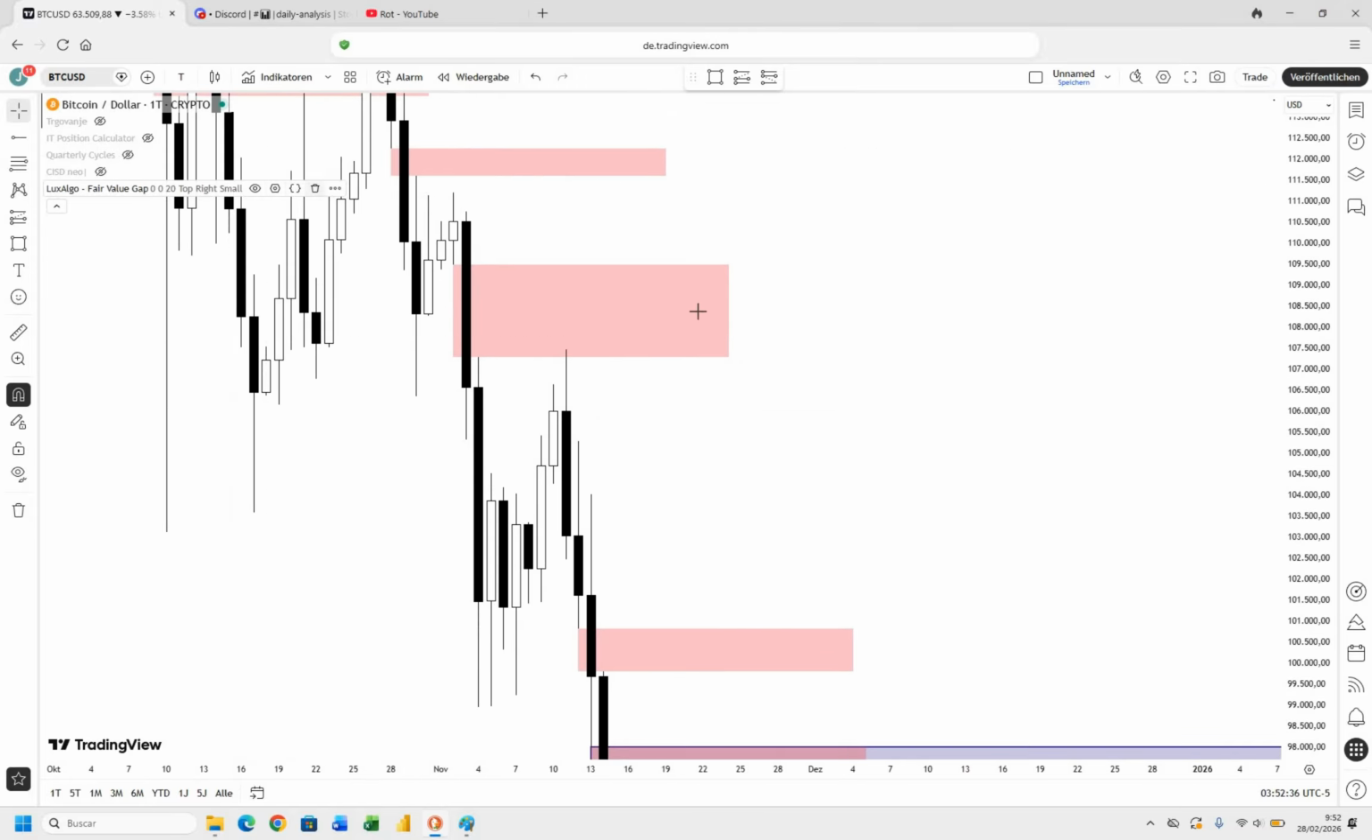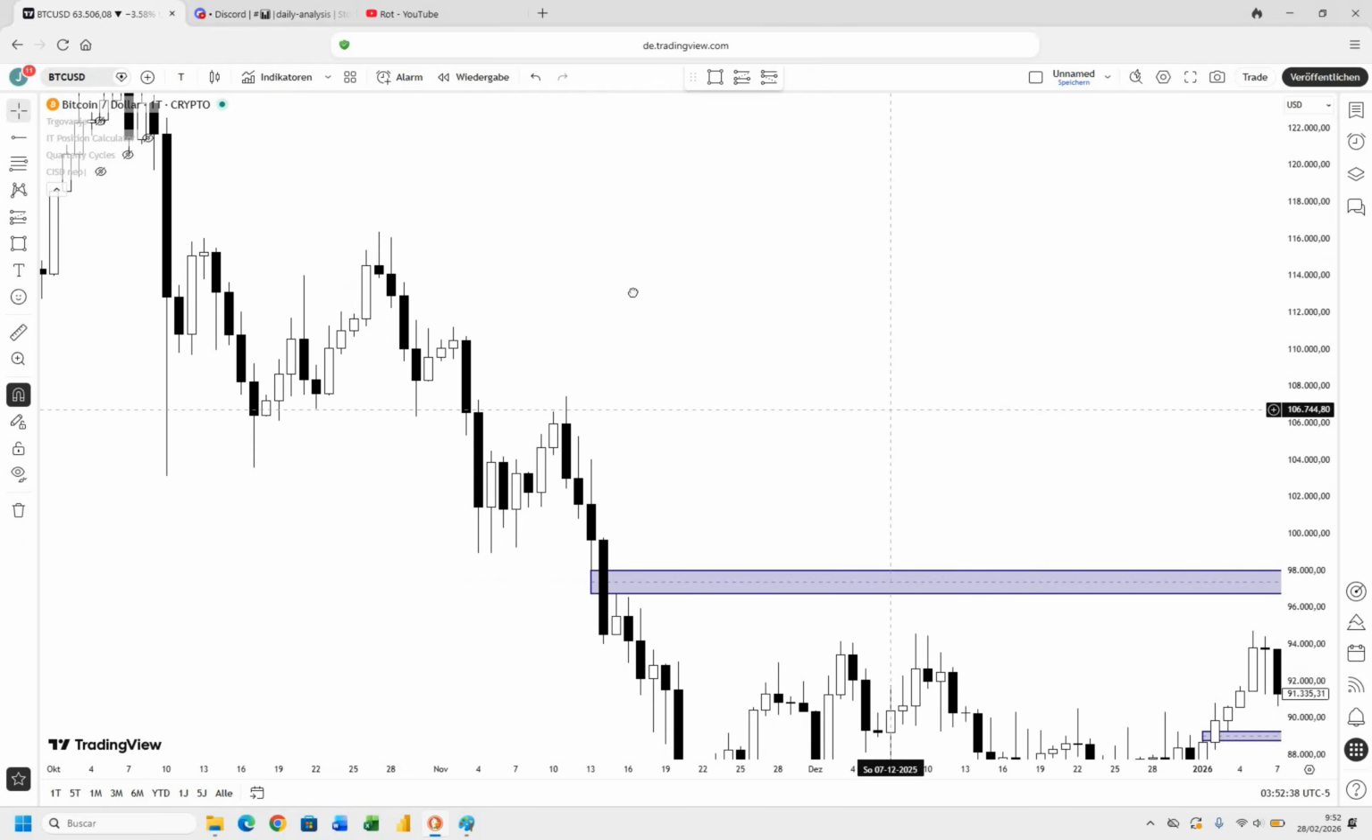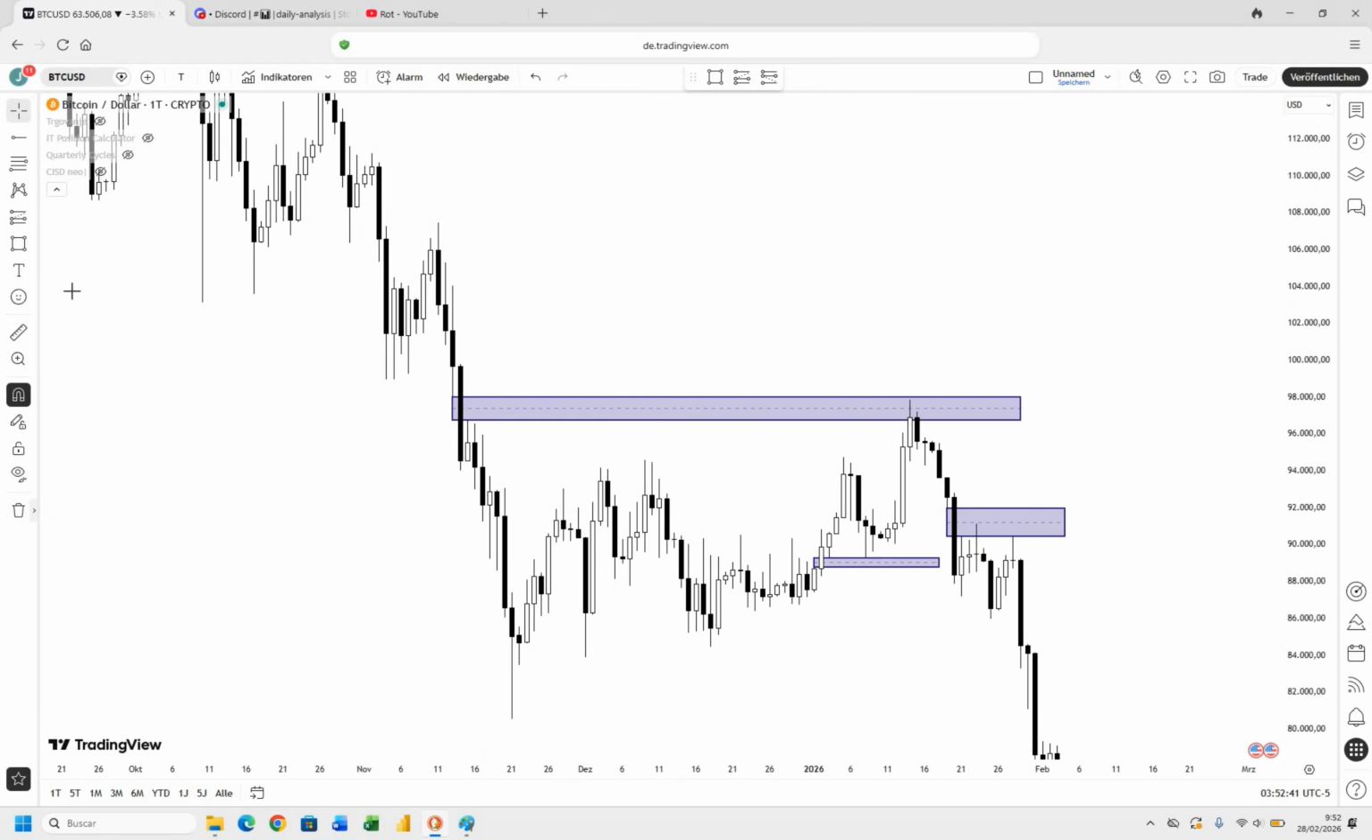Okay, so this indicator is very useful, but of course you have to also know how to identify them by yourself.